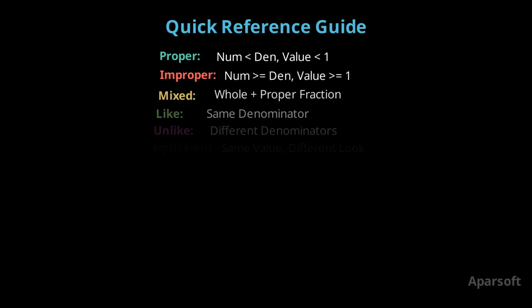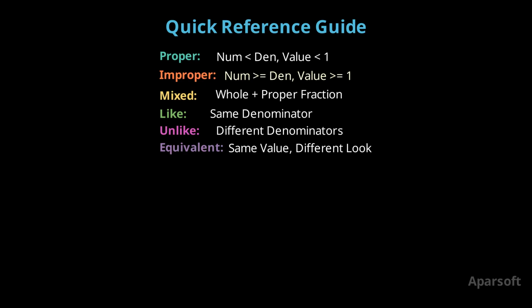Here is your quick reference guide. Proper fractions are small, less than 1. Improper fractions are big, 1 or more. Mixed fractions are both, a whole plus a part. Like fractions share denominators, unlike do not. Equivalent fractions are twins in different outfits. Keep these rules in your toolkit, and fractions will never scare you again.